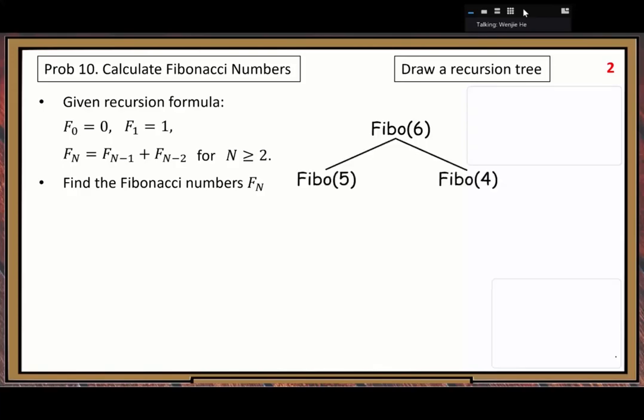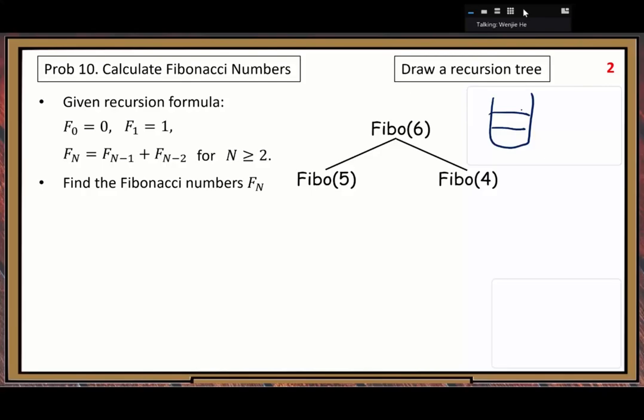Now, remember, I used the stack data structure to explain how recursion is implemented in computer memory. F of 5 and F of 4 are both unknown, so we push them into the stack, then do recursion. You need to find the F of 5 value and F of 4 value before you can calculate F of 6. So you push these two numbers into the stack.